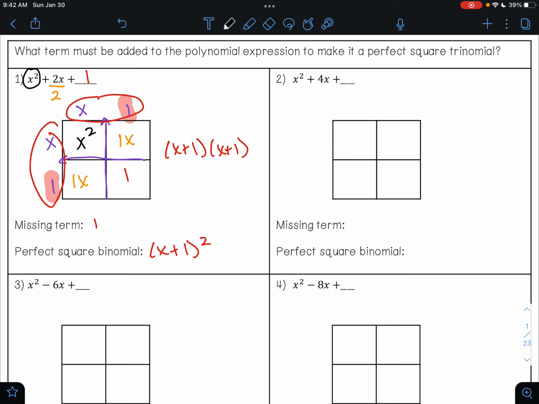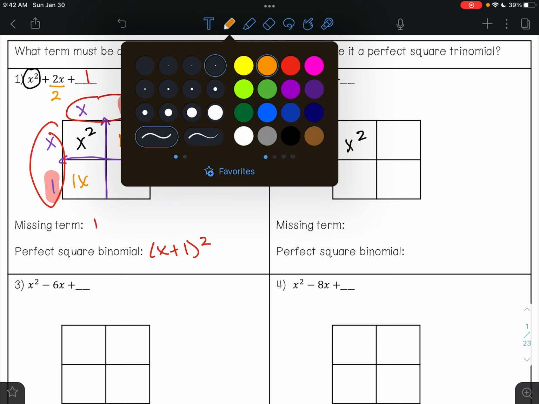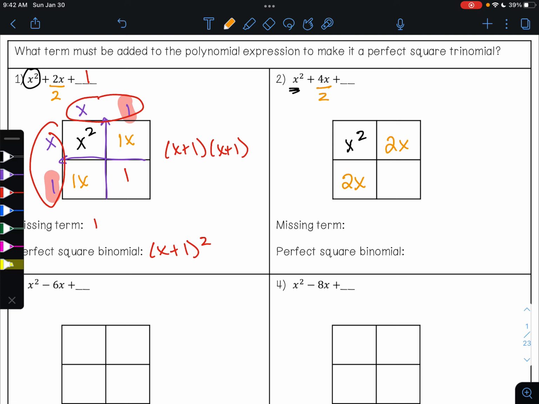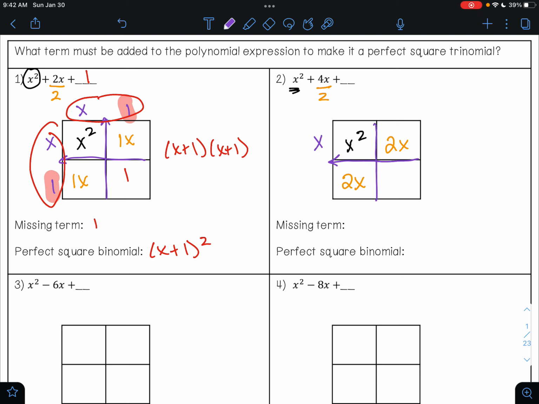On example 2, the first thing I'm going to do is write the first term in the first box. I want this shape to be a square and not a rectangle. And in order for that to happen, I need to divide my middle term by 2. 4x divided by 2 is 2x. From here, I can find the GCF of each row and of each column. The greatest common factor on my top row is x. The greatest common factor on my left column is x.